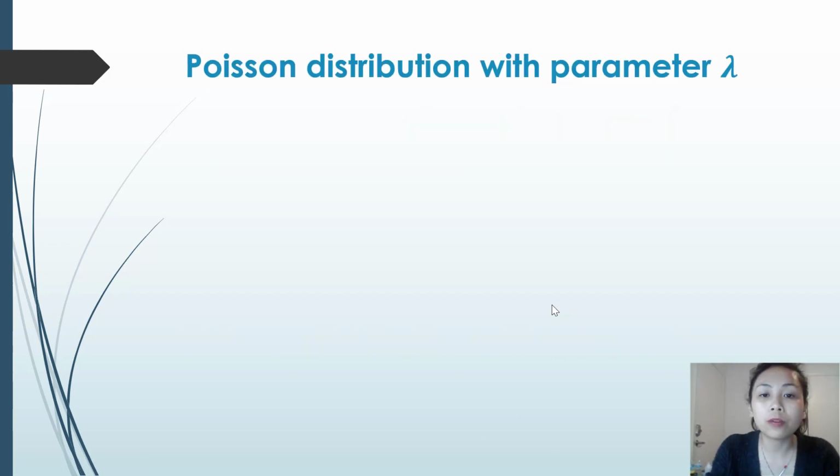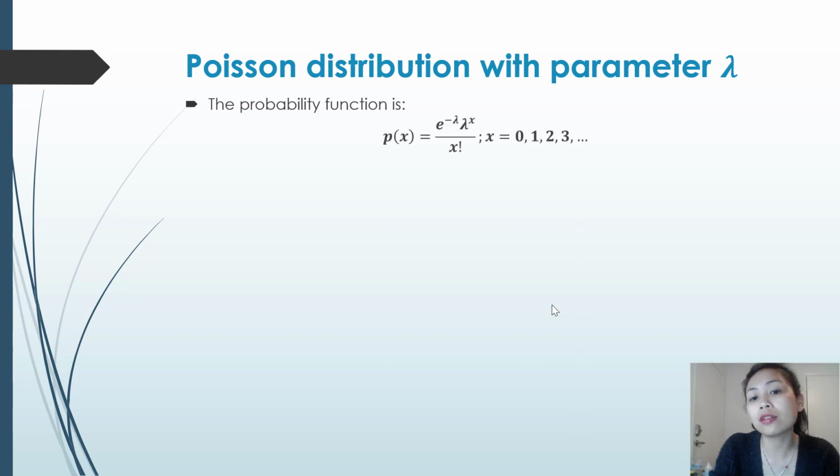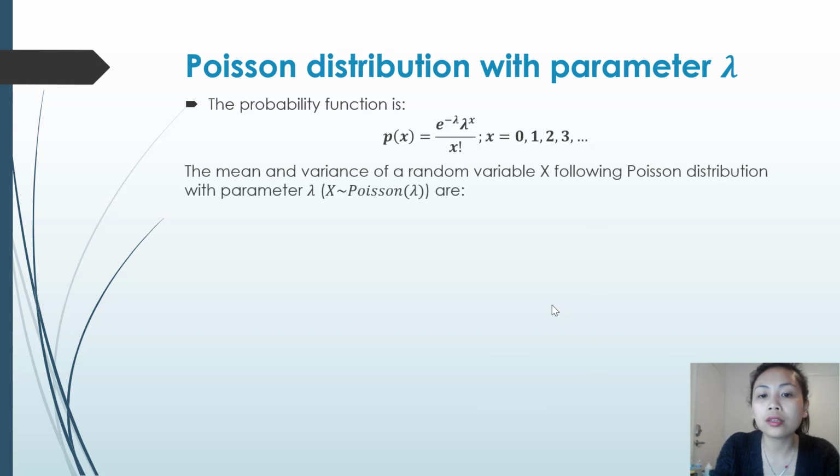Now the third distribution is the Poisson distribution with parameter lambda. The probability function of this distribution is p of x equals e to the negative lambda times lambda to the x over x factorial, and x can be any integer 0, 1, 2, 3, and so on. The mean of this distribution is lambda and the variance is also lambda. We can prove it using the technique of summation x times p of x and derive the formulas.